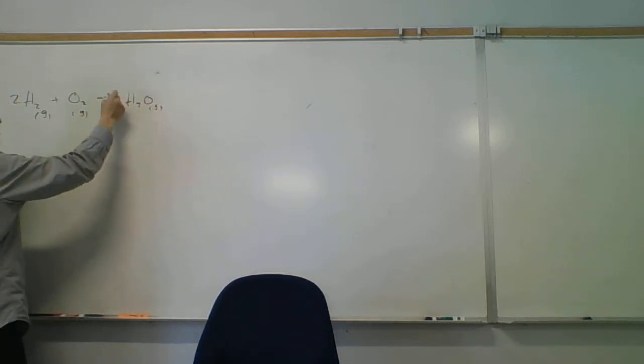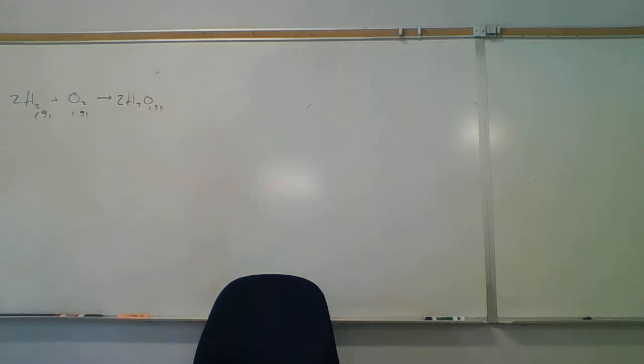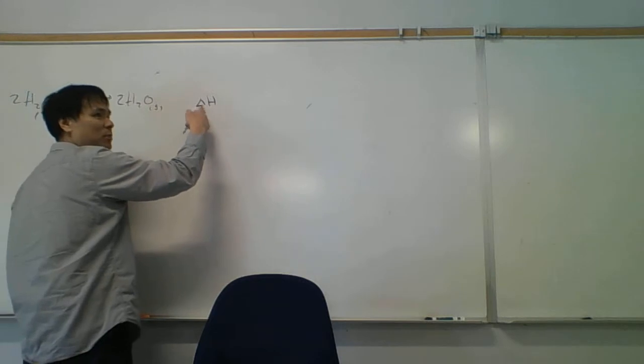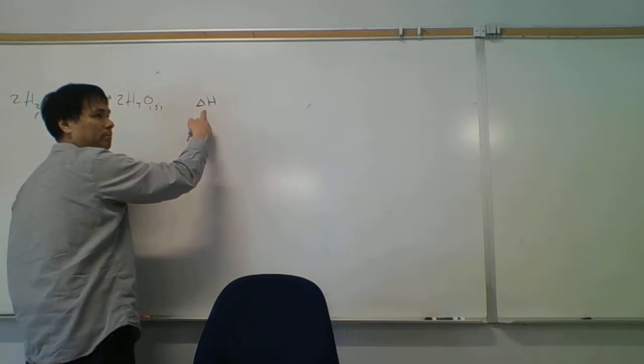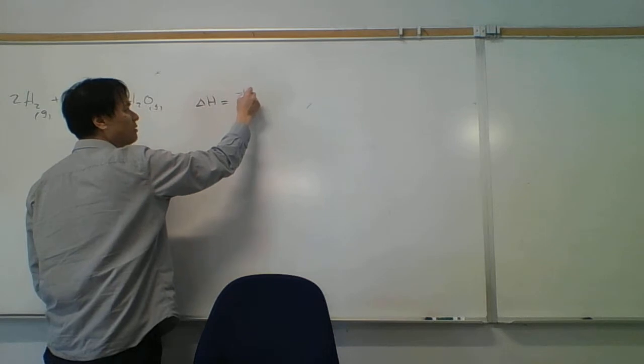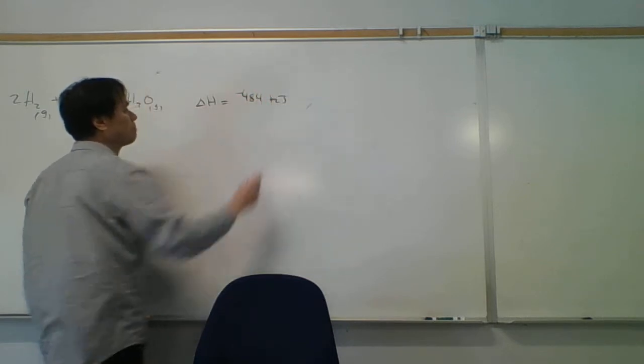Now, if we form liquid water, that would be at a different energy than gaseous water. Gaseous water would be at an even higher energy. And so it makes a difference. It's going to make a difference in your delta H. The delta H is going to change. Now, is this delta H positive or negative? Negative. So delta H for this reaction is minus 484 kilojoules, as written.